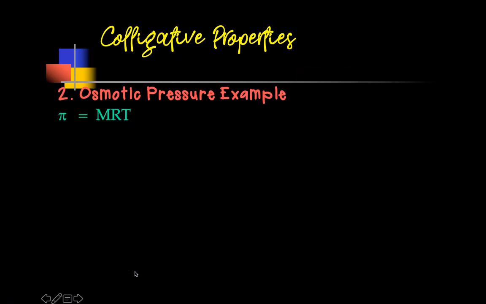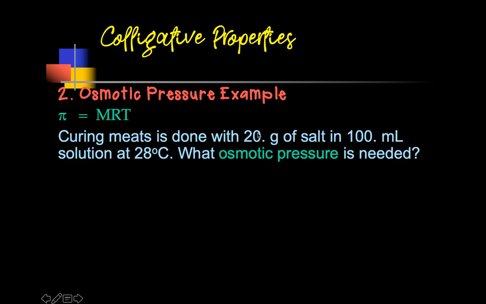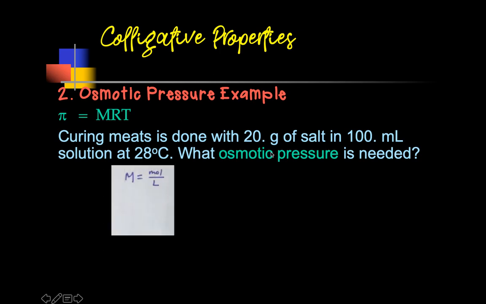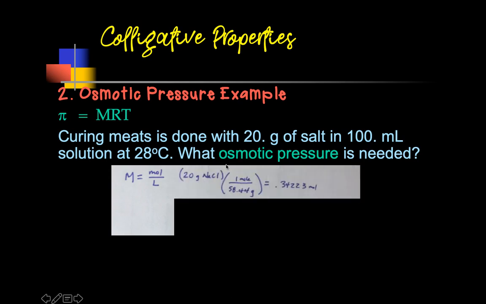Let's do this problem. So here's my equation. Curing meats is done with 20 grams of salt in 100 milliliters of solution, and the temperature is 28 degrees. What osmotic pressure is needed? All right, so we know that molarity, capital M, is moles per liter. We have 20 grams of salt, and it's implied because it's used with food, we're going to say it's sodium chloride. So I take 20 grams of sodium chloride. I add up the molar mass of 1 sodium and 1 chlorine, 58.44.